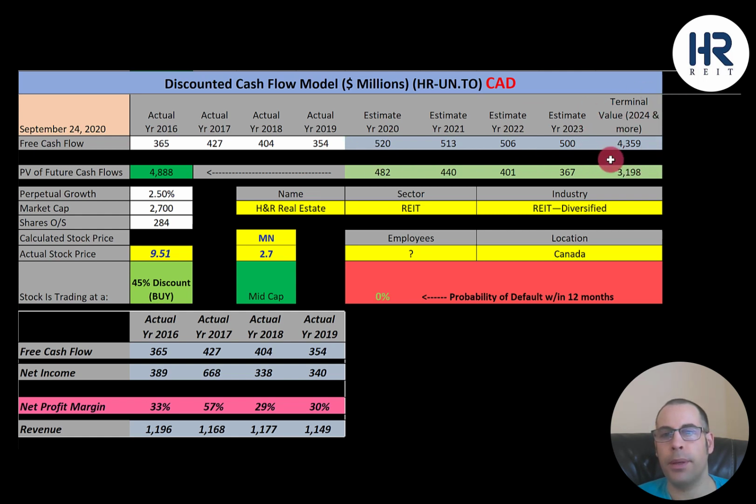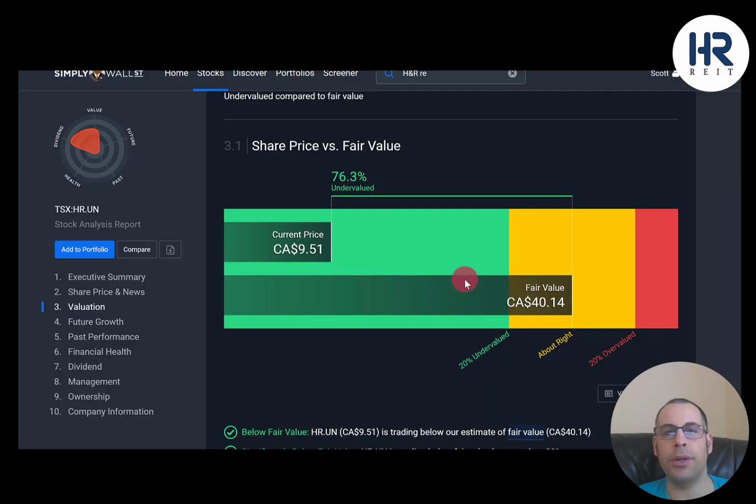That's $4.4 billion. We discounted those numbers back to today using the weighted average cost of capital. We get a value of the company of $4.9 billion. We divide that by 284 million shares. We get a calculated stock price of $17.22. They're trading at $9.51, so they're trading at a 45% discount. It's a buy according to the model. Simply Wall Street values them at $40, much higher than me. So they're saying the stock is extremely undervalued.